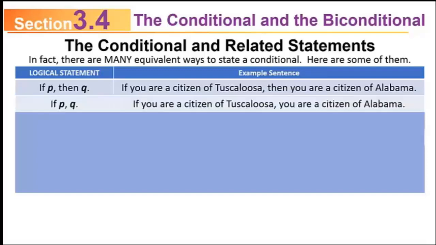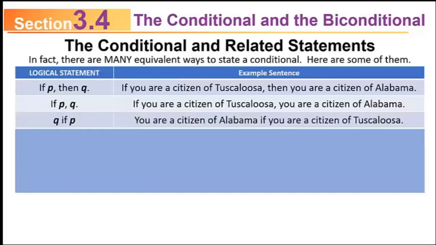If P, Q, that leaves out the word then, which is very common in English. So it would be, if you are a citizen of Tuscaloosa, you are a citizen of Alabama. In other words, I'm just leaving out the then. That does not change the basic nature of the sentence, and it's still an equivalent form of the conditional. Another form, Q if P. We talked about that earlier. You are a citizen of Alabama if you are a citizen of Tuscaloosa. That's equivalent to the original conditional.